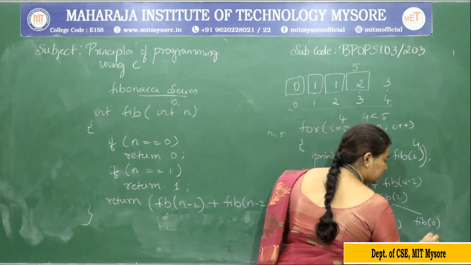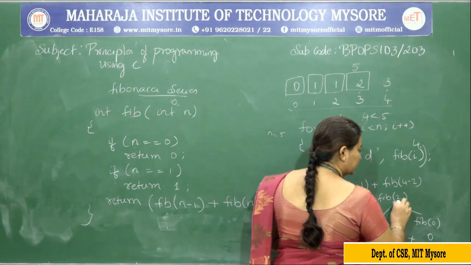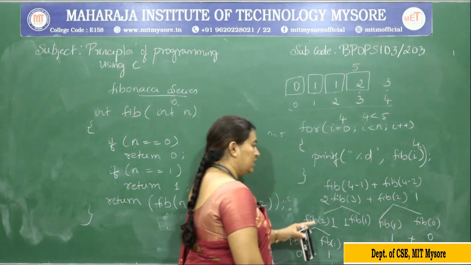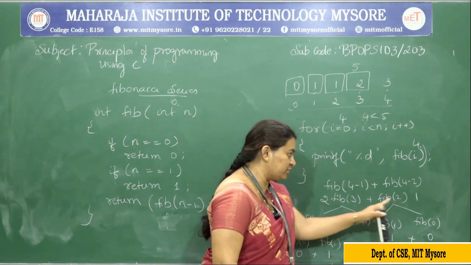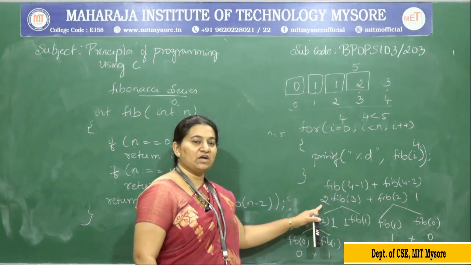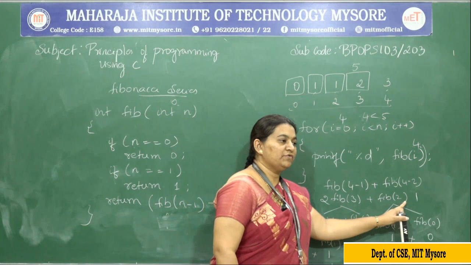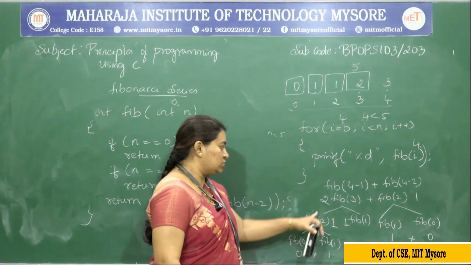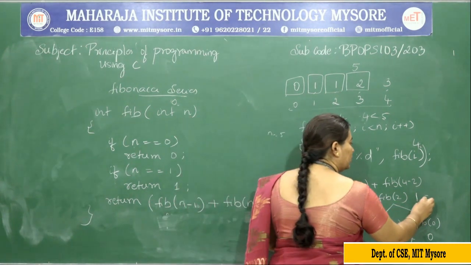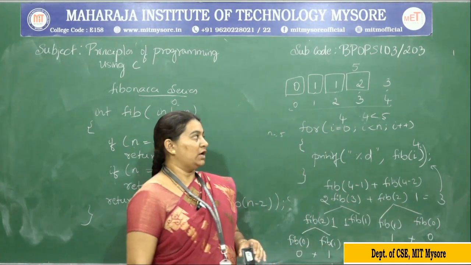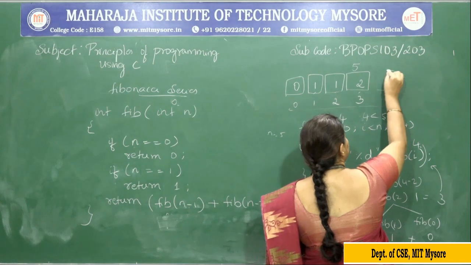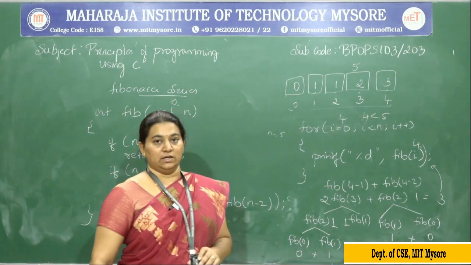Next, come here. Fib of 1 is what? 1. Fib of 0 is 0. I have to add this. So what is fib of 2? It is 1. Next, what I have to add? This part. So fib of 3 plus fib of 2. So fib of 3 is having a value of 2 and fib of 2 is having a value of 1. So 2 plus 1, what is the value? It is 3. So this 3 is returned to fib of 4. So did I get the function value 3 here?